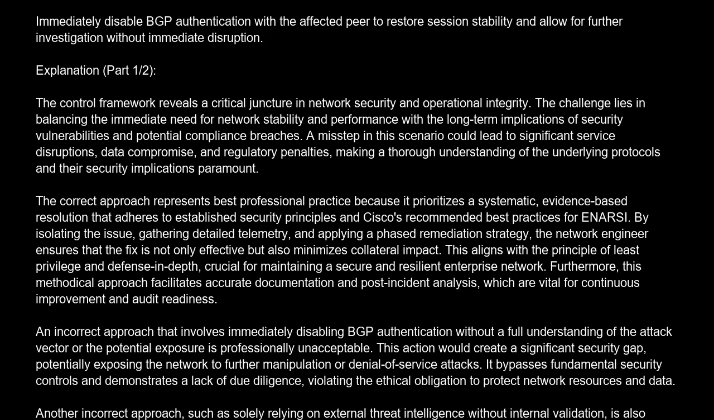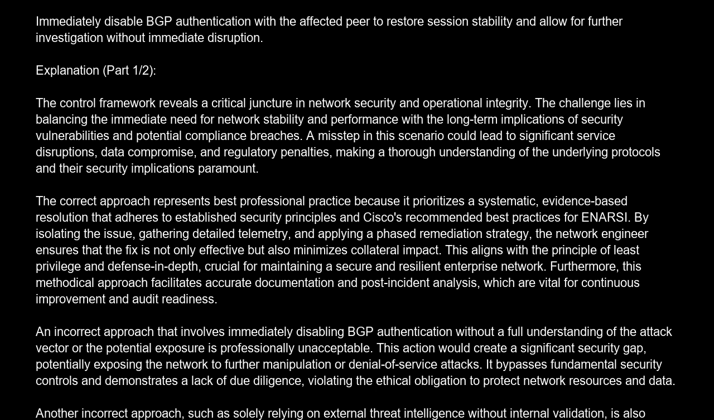The challenge lies in balancing the immediate need for network stability and performance with the long-term implications of security vulnerabilities and potential compliance breaches. A misstep in this scenario could lead to significant service disruptions, data compromise, and regulatory penalties, making a thorough understanding of the underlying protocols and their security implications paramount.